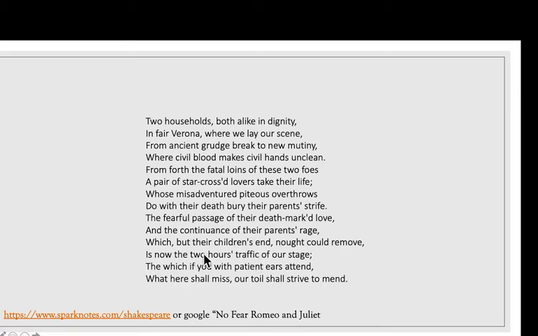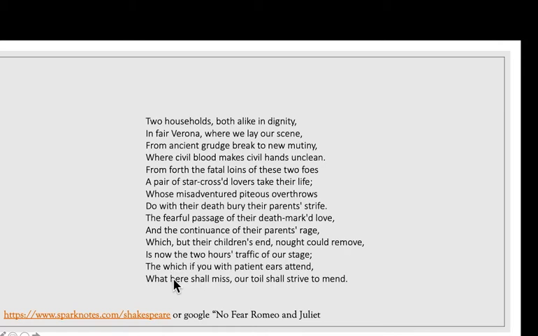Now, it's now the two hours' traffic of our stage. Like I said, Shakespeare's reminding us that we are just watching a play, and what we've got here is the two hours' traffic. Now, this metaphor of two hours' traffic gives us a sense that there's going to be lots of to and fro and characters crossing the stage, talking to each other, etc. And two hours just tells you how long you're going to be watching the play for. Remember, you guys are, I suppose, unlucky in a sense that you're not getting to watch the play, you're just reading it, but you are supposed to absorb it on a stage.